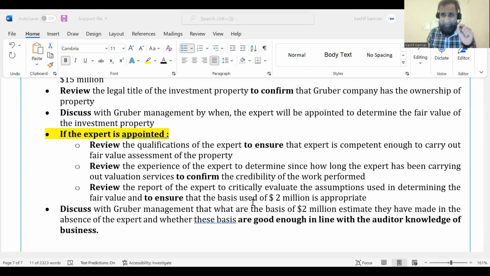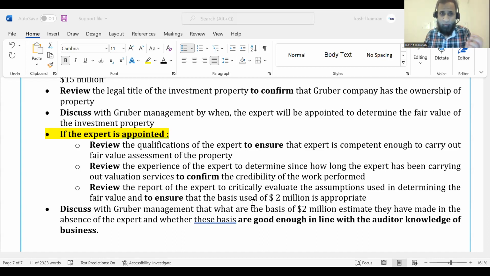Yes, CASP is case specific. The procedures have to be case specific. Number one, A is the action. The procedure has to start with an action, like review, recalculate, discuss, inquire. The P is the purpose. What is the purpose of a procedure? To ensure, to confirm what?